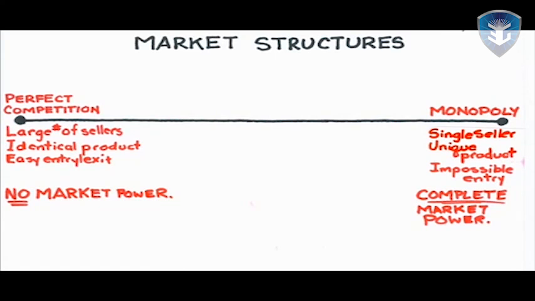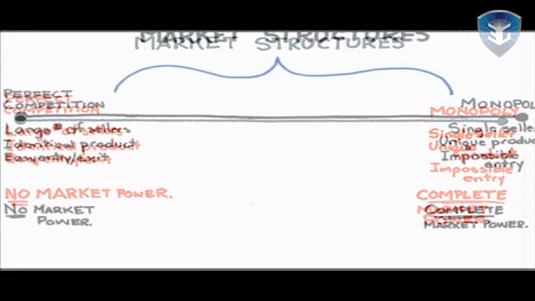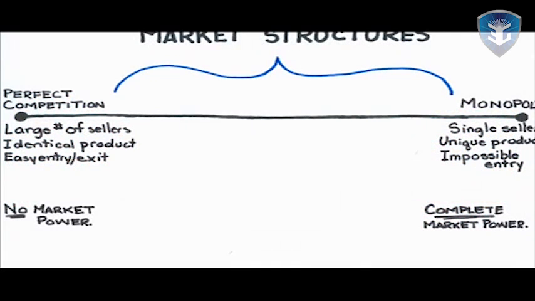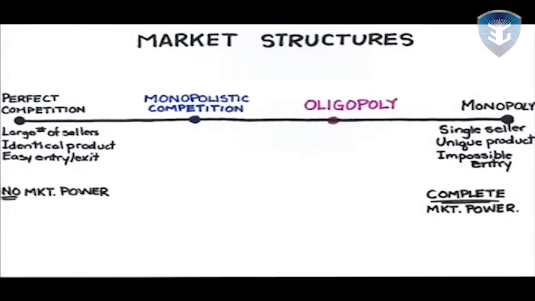Are there other structures? Sure. In fact, most real-world industries will fall somewhere in the middle ground, not at the theoretical extremes of perfect competition or monopoly. Two of these mid-range structures are monopolistic competition and oligopoly.